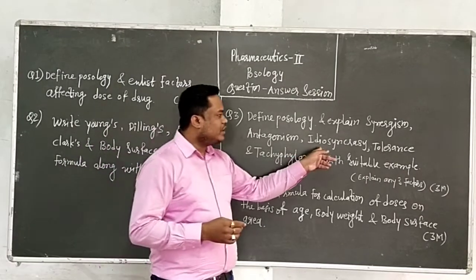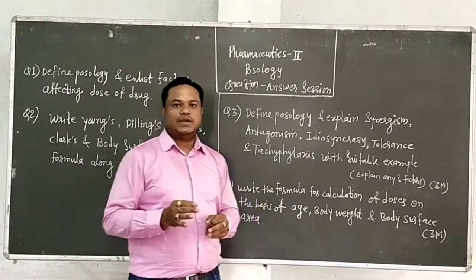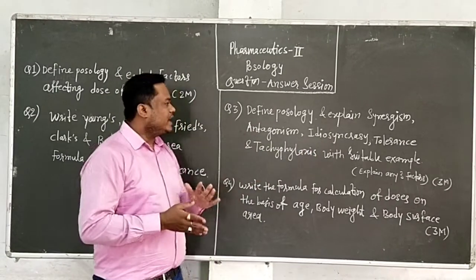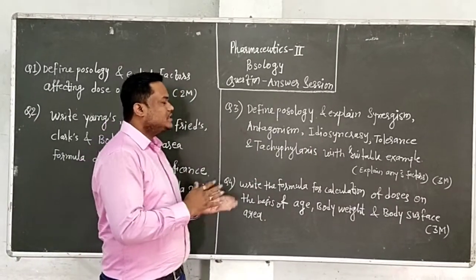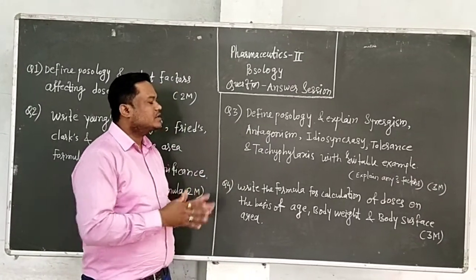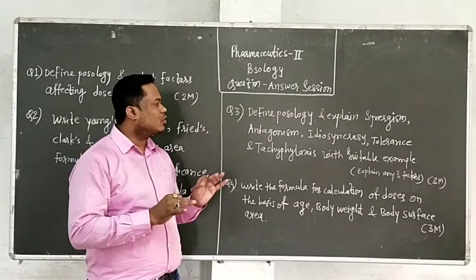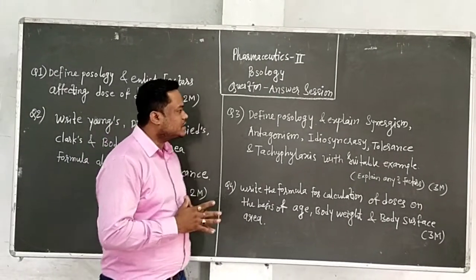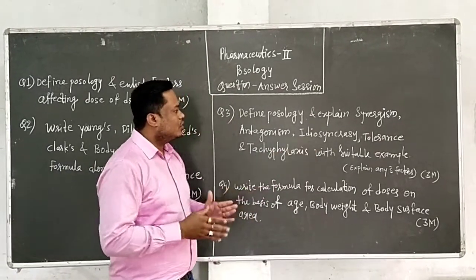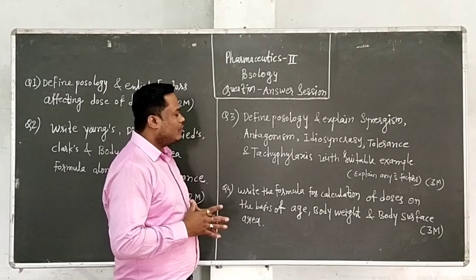Then next is idiosyncrasy. Idiosyncrasy is simply termed as allergy, meaning an extraordinary effect is observed, other than the characteristic pharmacological action. It is simply called allergy, and it is called idiosyncrasy. And we have to give one example of idiosyncrasy.